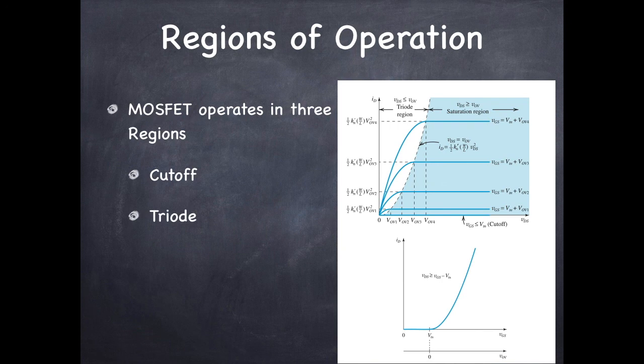Next is the triode region. When the gate to source voltage is above threshold, VGS is above threshold, that is when the channel is ready for the current flow and we apply VDS, then drain current increases with increase in VDS. That is the triode region.